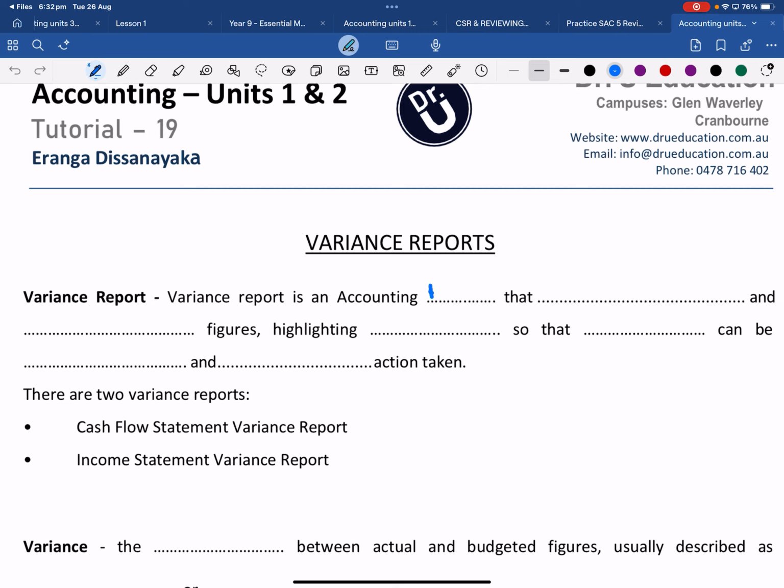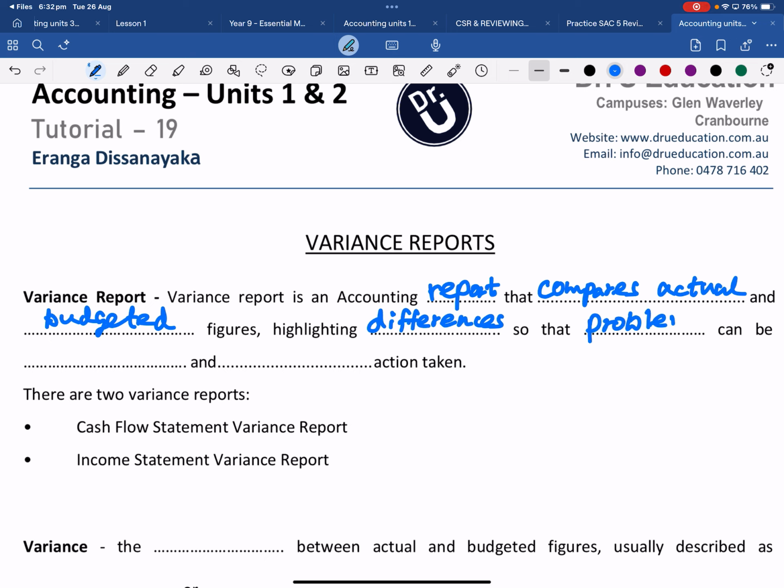Variance report is an accounting report that compares actual and budgeted figures, highlighting differences so that problems can be identified and corrective actions taken.